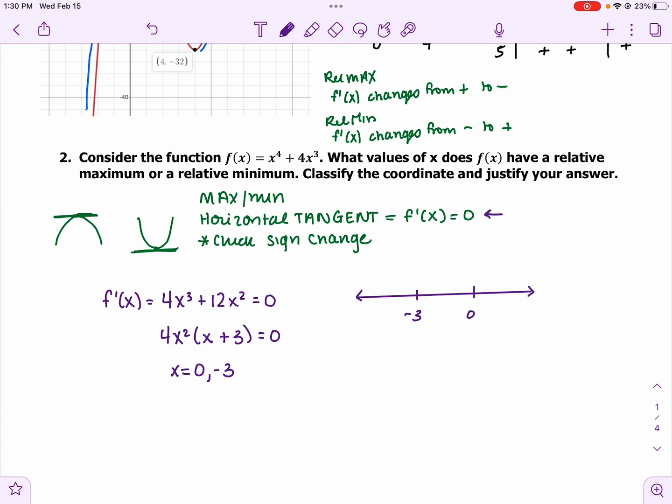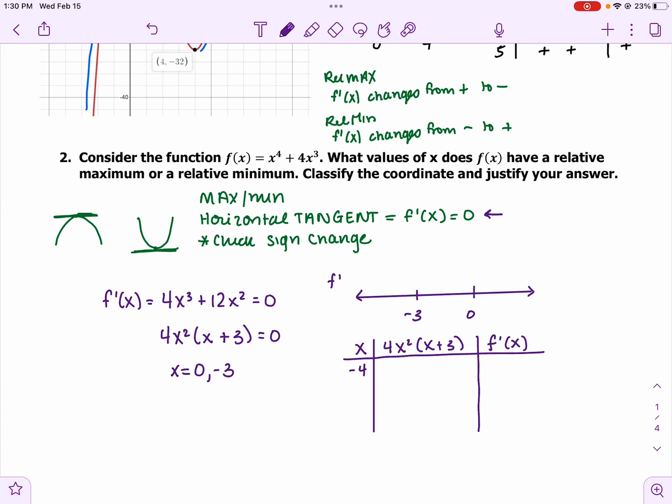Negative 3 and 0. Now remember, I'm not checking the signs of the original function. I'm checking the signs of the derivative. The derivative tells me if the function increases or decreases. So here's a number line to check the signs of the derivative. And here's my little chart to check my regions. X values, the derivative, which happens to be 4x squared times x plus 3. And then I want the signs of the derivative. Let's see what it provides.